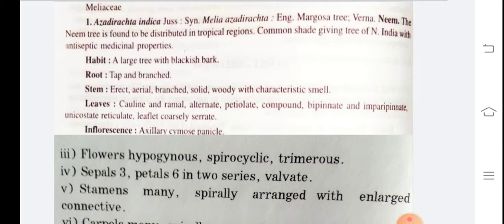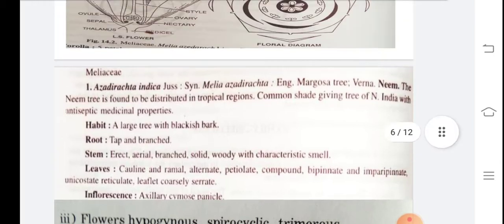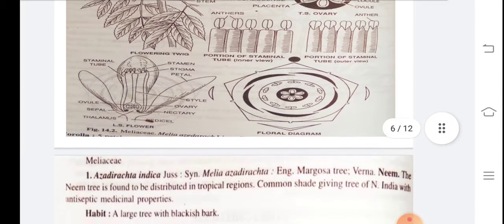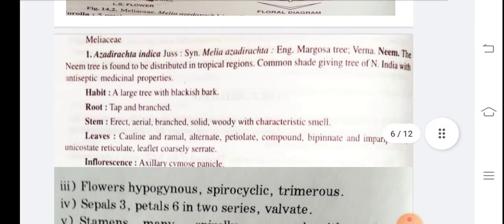Leaves are cauline and ramal, that is on the main stem and the branches. Alternate, petiolate, and compound type. Compound, as we have observed here. You see the leaves generally show this condition. It is not a single leaf, but a compound leaf.